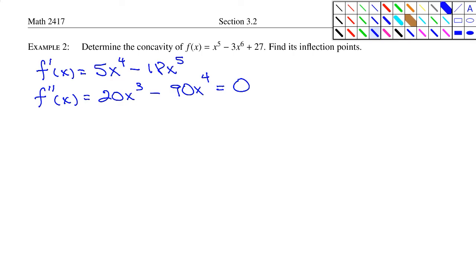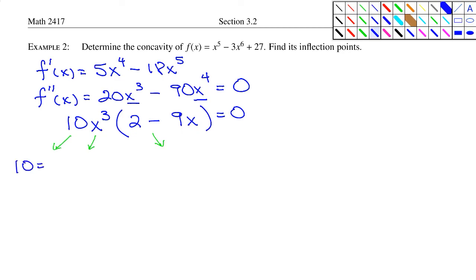So the question is, what can I factor out? And from the numbers 20 and 90, I can factor out 10. And from the x's, I have x cubed and x to the 4th, so I can factor out x cubed. That leaves me with 2 minus 9x equal to 0. Then we can split this up, set all three factors equal to 0, and solve for x. So I get 10 equals 0. Nope, not going to happen. I have x cubed is equal to 0, which gives me x equals 0 with multiplicity of 3. Recall that the multiplicity comes from the exponent of the factor that gave you the solution.